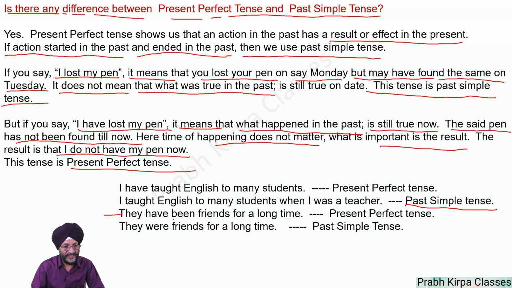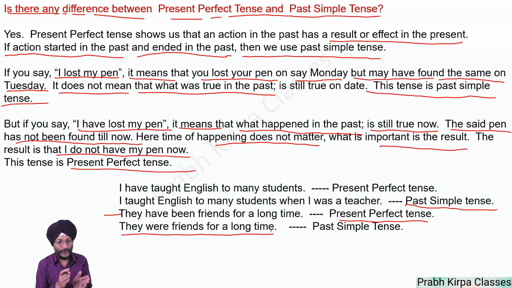Next example is: they have been friends for a long time. Here we use present perfect tense. But when the persons may or may not be friends in the present context, we use past simple tense. The friends may no longer have contact with one another. They were friends long ago. That is, they were friends in the past. Here we will use past simple tense.